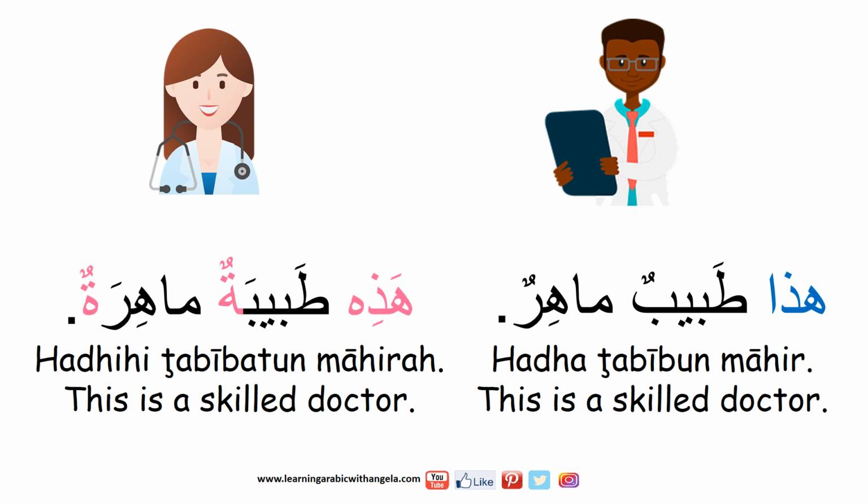Now let's take the same example and add demonstrative pronouns instead of personal pronouns. So instead of he and she, we're going to put this. So this is a skilled doctor. In the masculine, we're going to say هذا. هذا طبيب ماهر. And in the feminine, هذه. هذه طبيبة ماهرة.